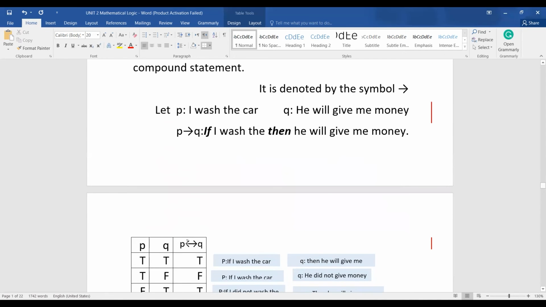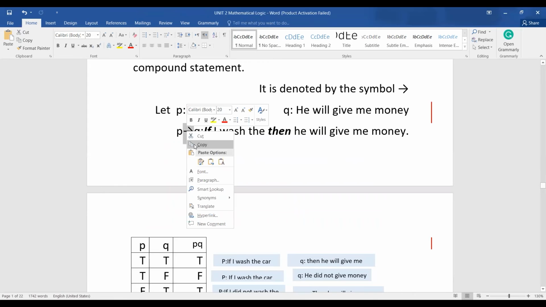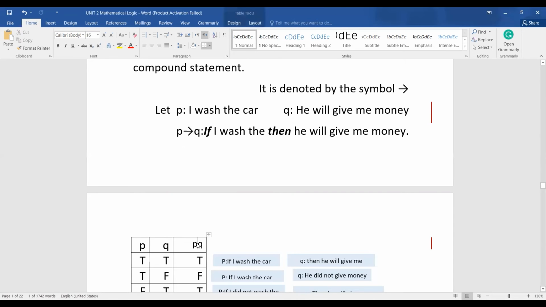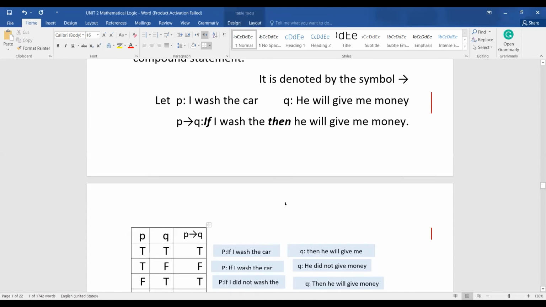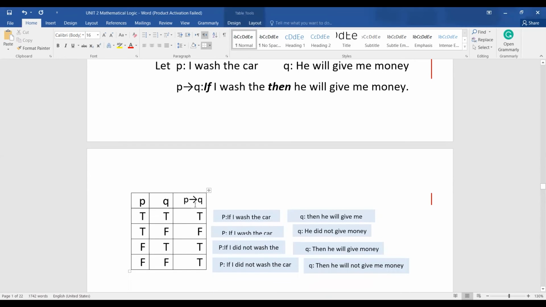What does the arrow mean? This arrow means if and only if. If it is a double arrow, it means if and only if, and if it is a single arrow, it is if then. Here it's a single arrow, so it is if then.